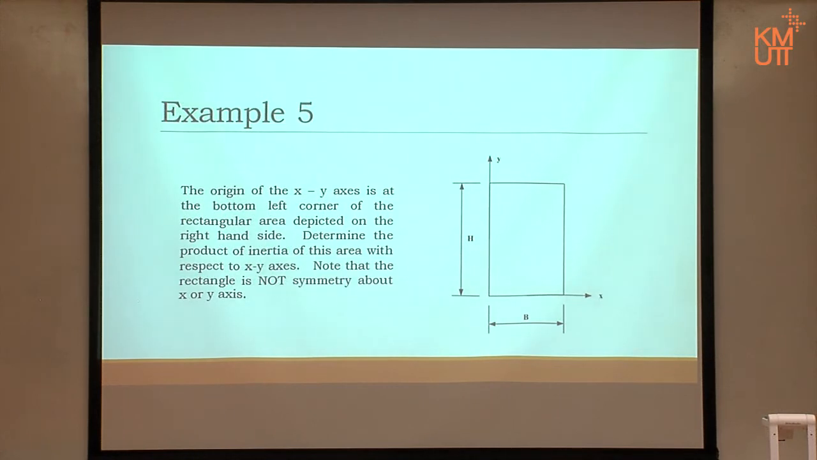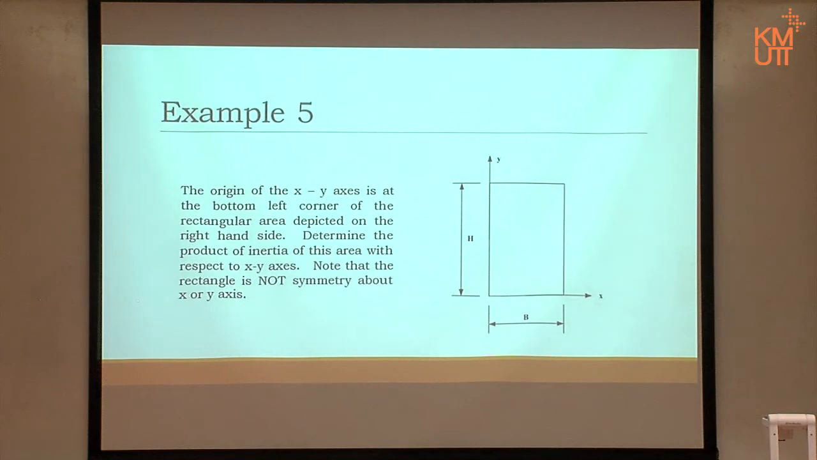Before we go forward, this picture does not have symmetry about x or y. It has symmetry about this line at half height, yes, but that's not x. X is down here, right? It has symmetry on the line at the half width. Again, it is that line, not y. Y is here. So this rectangle does not have symmetry about either x or y. Okay?